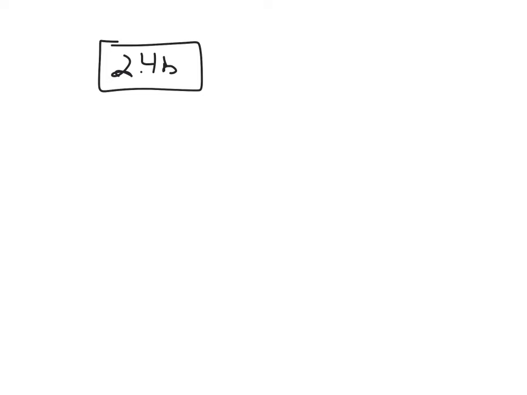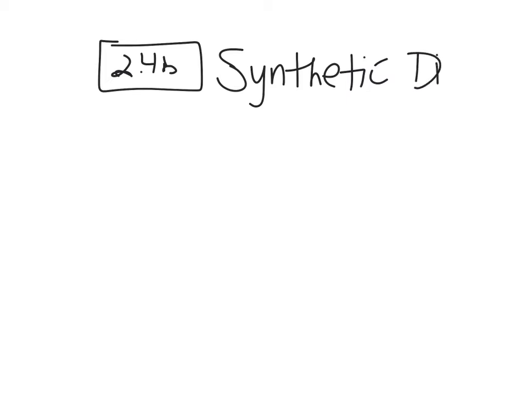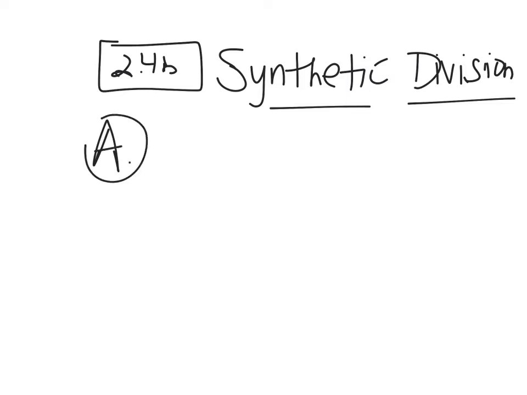2-4b. We're going to do synthetic division. Now, synthetic division works sometimes, but not all the time. It only works with linear divisors, but that's all we're going to do because that's all it works with. So we're going to first talk about a theorem here. All right, we're going to do the rational zero theorem first.